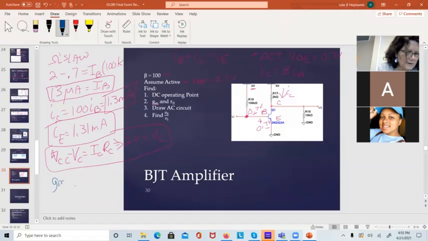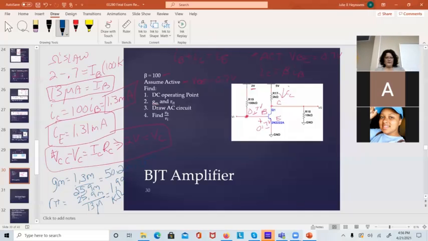GM is 1.3 milli over 25.9 milli, and it is 50.2 millimhos. And R pi is VT over IB. So 25.9 milli over 13 micro. And this comes out to be 1.99 k ohms.